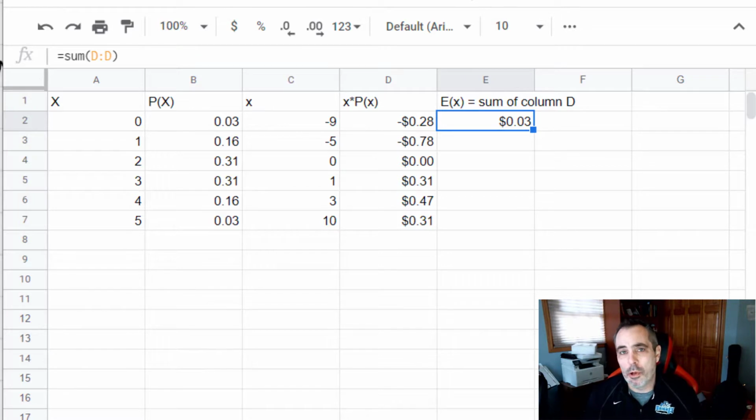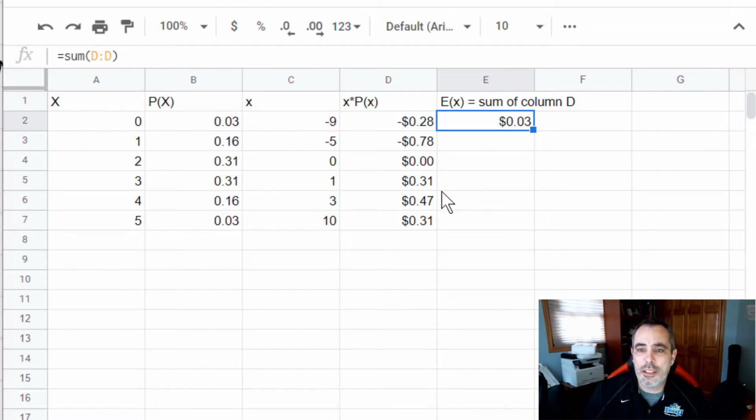Now I'm going to win more, I'm going to lose more, but on average, over thousands and hundreds of thousands of times playing this game, I'm going to win 3 cents a game. That means this game is really set up in my favor as the person flipping the coin and trying to get heads. And yeah, I could lose $9, but I could win $10.